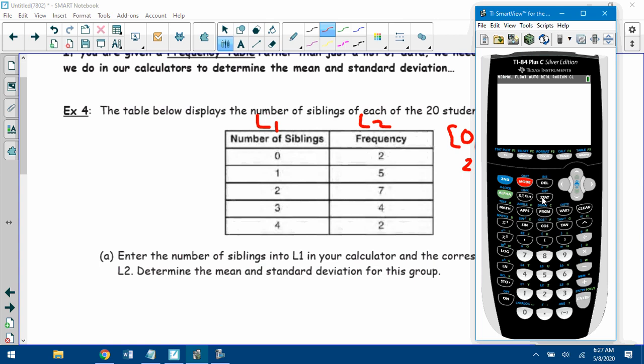So now I'm going to go to Stat, Calc, one variable stats, just like I did last time, but I'm not going to leave frequency list blank. I need to put L2 there. So second 2 gets me L2. And then I can calculate, and you can see the mean, it's 1.95, and the standard deviation is 1.117.